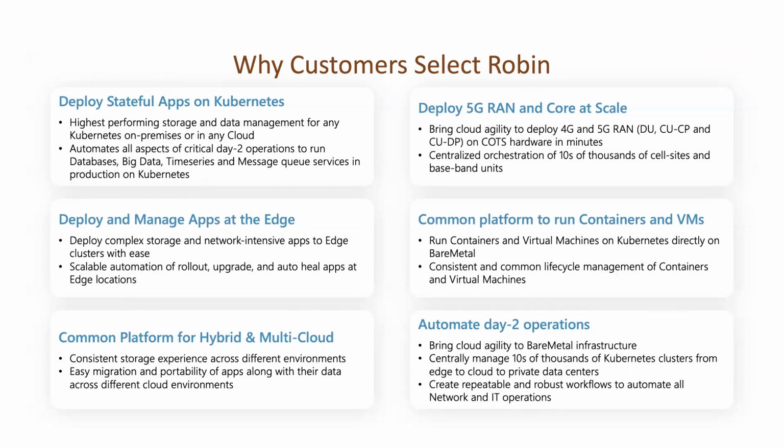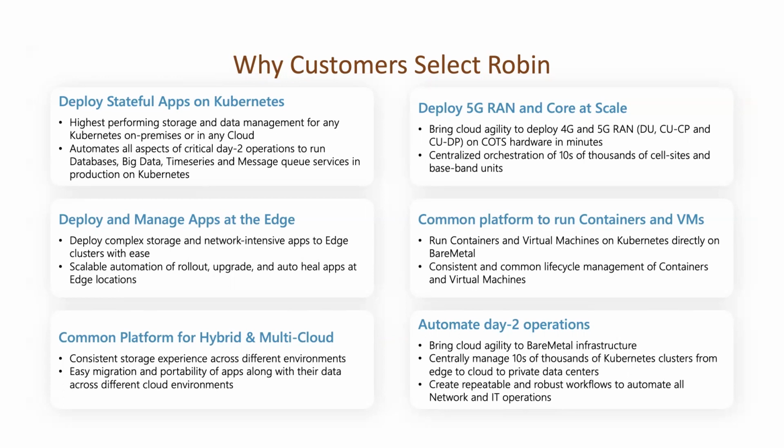Also, deploy and manage applications at the edge, MEC applications or enterprise edge applications. Also, we use the same platform to run containers and VMs, so even if it's Kubernetes, we can run both container network functions and virtual network functions. You can use the same platform to run hybrid and multi-cloud. So if you have some resources running on-prem and some on public cloud, you can run Robin anywhere to manage that. Or if you have a multi-cloud environment, that can be achieved using the Robin platform.